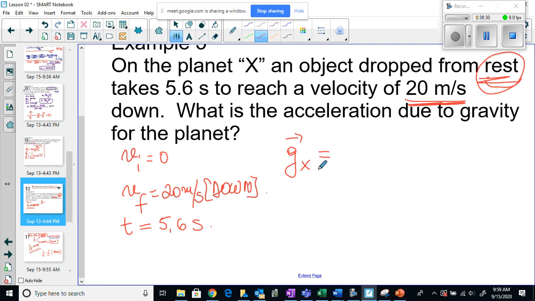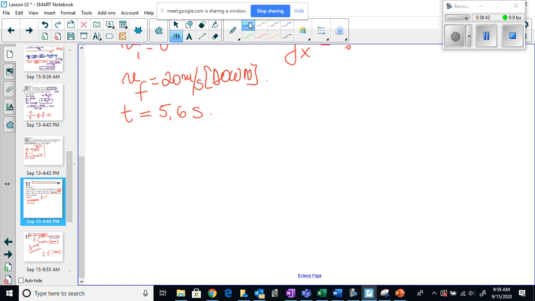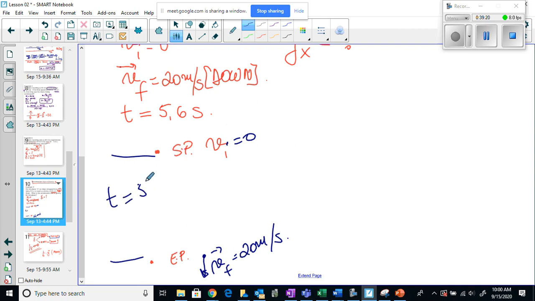You can write it as a vector or not, because now everything is going in the down direction. So if we draw the vector diagram, the start point is here, and this is the end point. The initial velocity is equal to 0, and the final velocity is going down, 20 meters per second. And the time that this is happening is 5.6 seconds. That is known as the situational diagram.